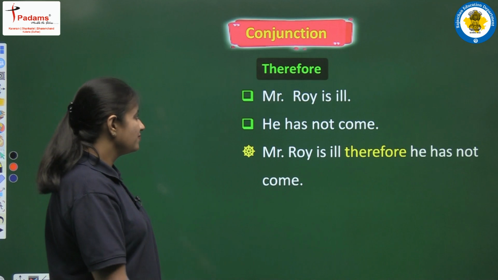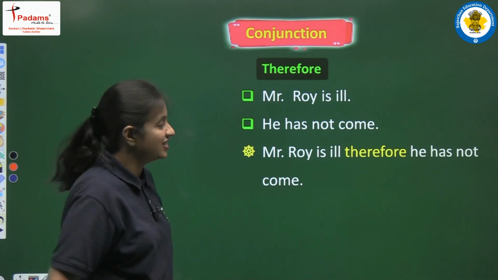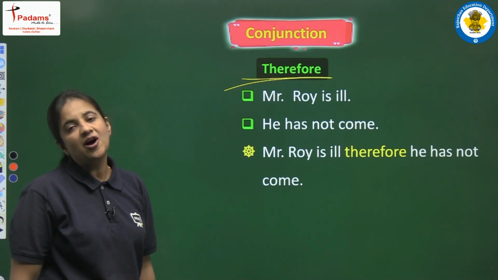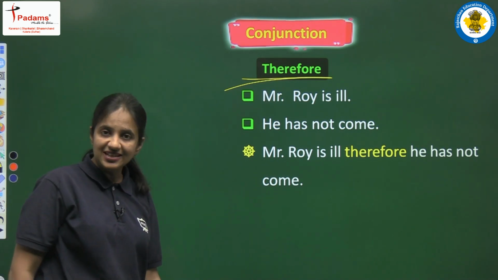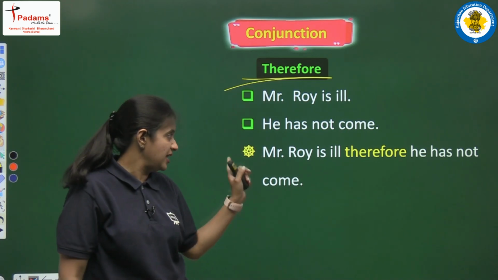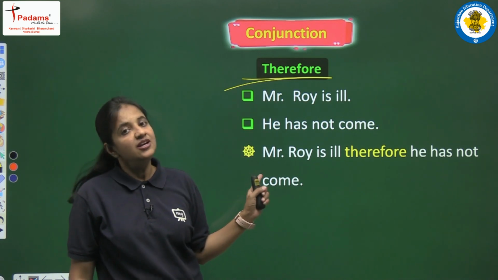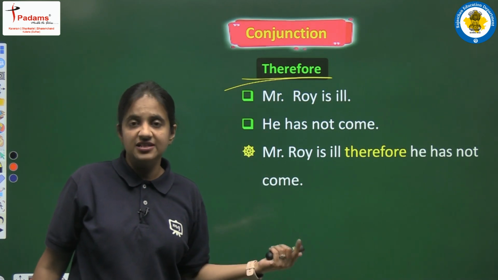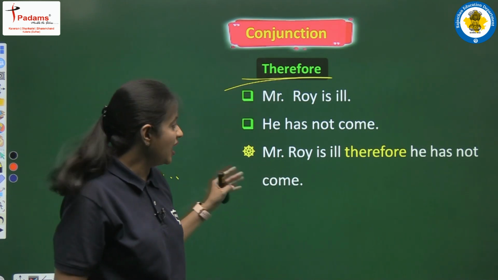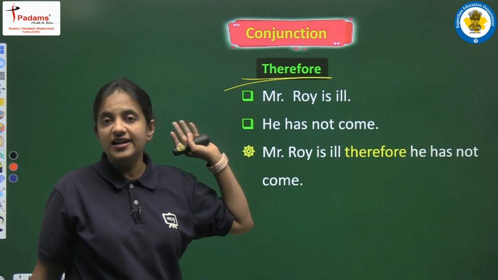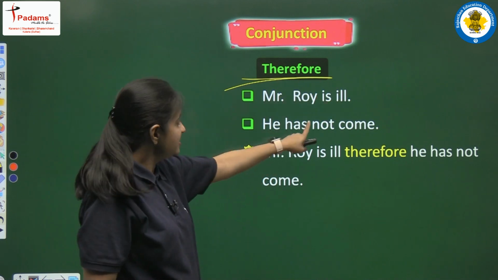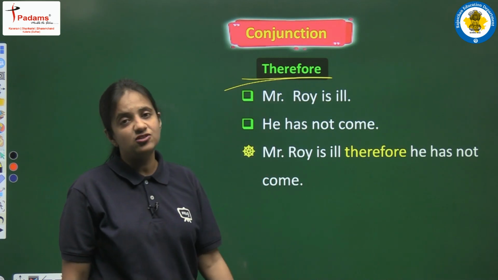Moving on, we are having the next conjunction. So now we are having therefore. Let's see how this conjunction, therefore, actually works. Again we are having the same thing: two sentences that we have to combine into one sentence using the conjunction therefore. So let's see how we can write. First of all, let's read the sentence. We are having Mr. Roy is ill. In the second sentence we are having he has not come.